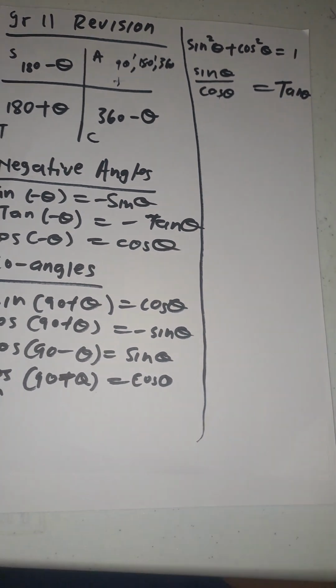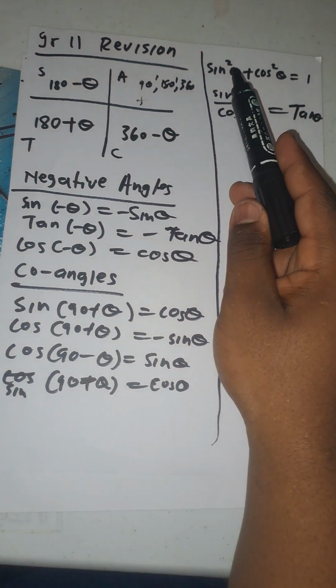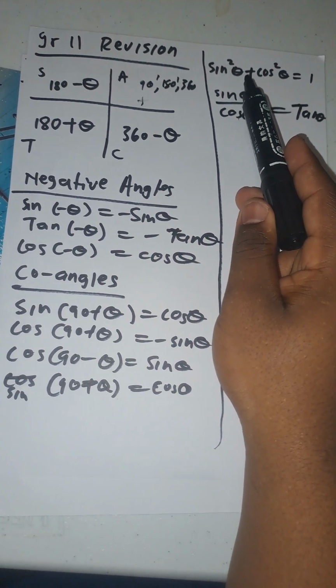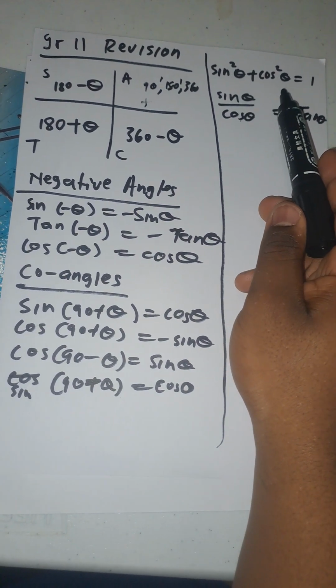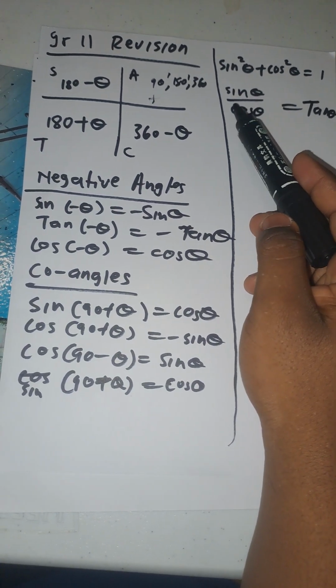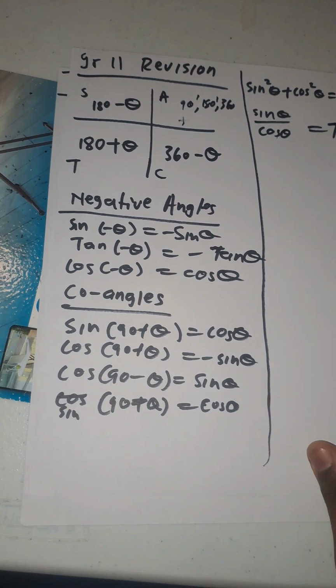Grade 11 revision. And then I have my golden formulas, my two identities from grade 11, which are sine squared theta plus cos squared theta equals 1, and sine theta over cos theta equals tan theta. So yeah, now let's check grade 12 stuff.